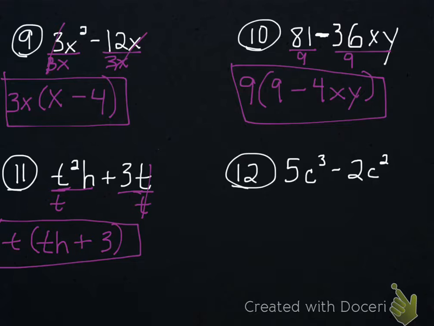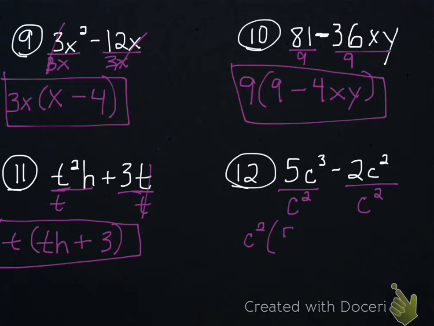Okay, number 12. 5 and 2. Well, you could multiply them together, but there's nothing that you can divide into both of them. So we're going to leave the 5 and 2 alone. Let's look at the c's, however. I have 3 in the first term, 2 in the second term, which means I can pull out 2 of them. Remember, you always pick the smallest exponent, largest coefficient. So c squared is my GCF.